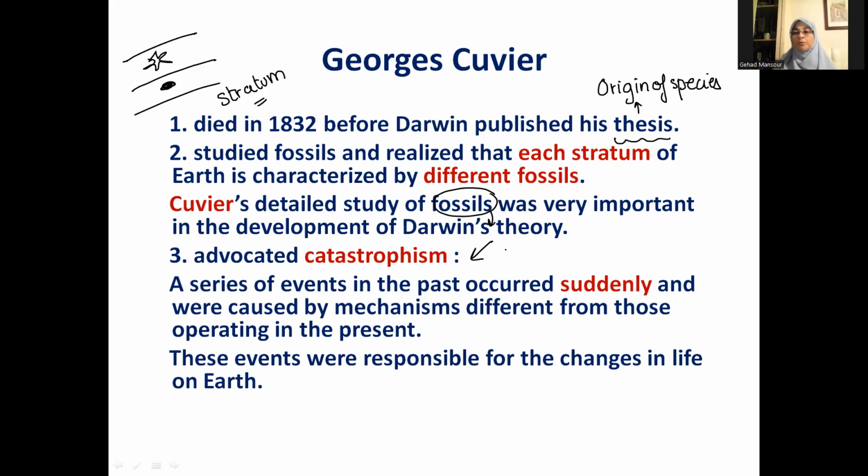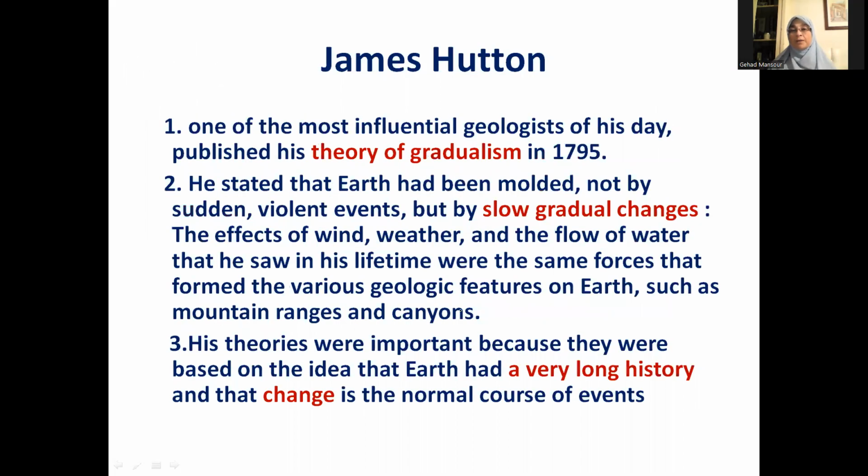What is the main postulate of the theory of catastrophism? The theory of catastrophism says that there were organisms in every era of life, and then a catastrophic event occurred, so all the previous species disappeared because of that catastrophe, and new species have evolved. So a series of events in the past occurred suddenly and were caused by mechanisms that are different from those present nowadays, and they were responsible for the disappearance of certain species. Maybe catastrophic events result in extinction of certain species, but how can those catastrophic events result in the development of new species? This is what Cuvier did not explain.